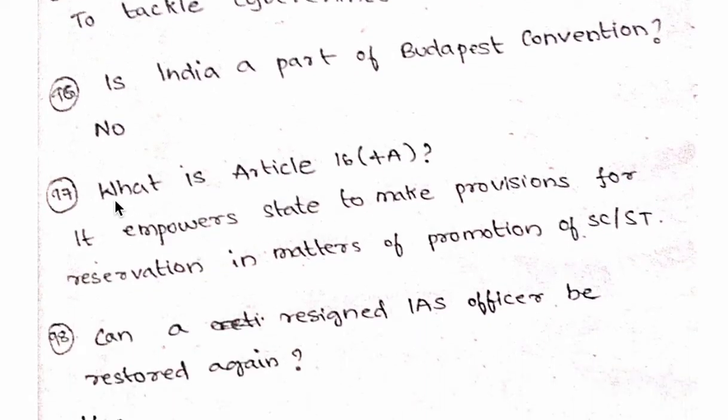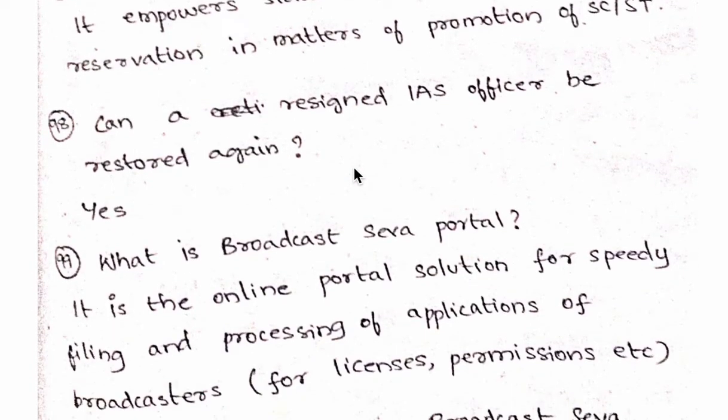So 97th question, what is Article 16 Clause 4A? So under this article, it empowers the state to make provisions for reservation in matters of promotion of scheduled castes or scheduled tribes. 98th question, can a resigned IAS officer be restored again? Yes. Under some circumstances, he can be restored again.